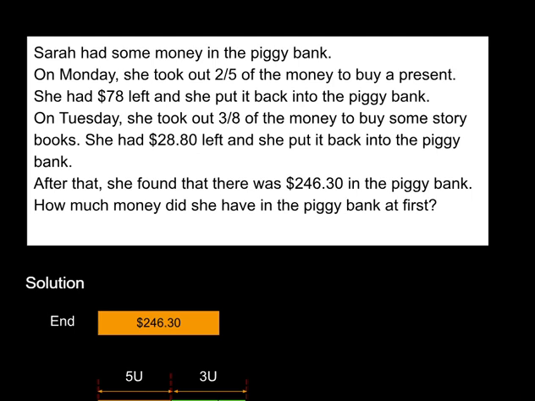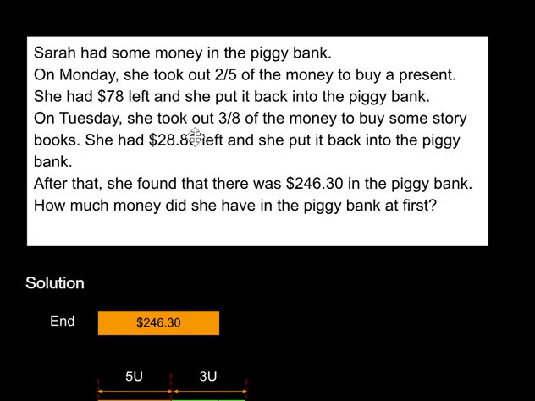Hi, let's look at this question together. Sarah had some money in the piggy bank. On Monday, she took out 2/5 of her money to buy a present. She had $78 left and she put it back into the piggy bank.